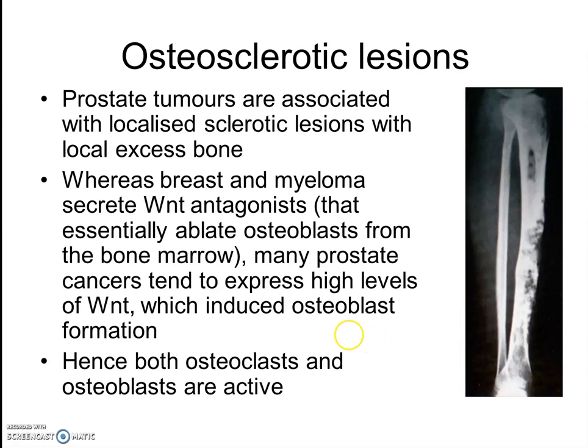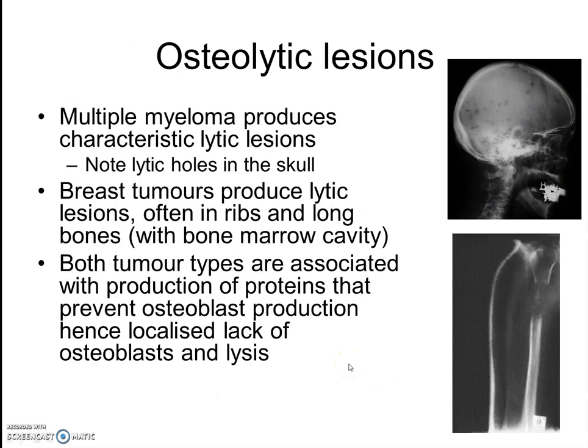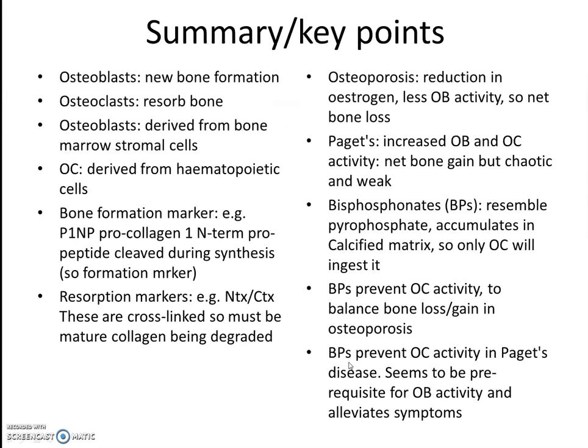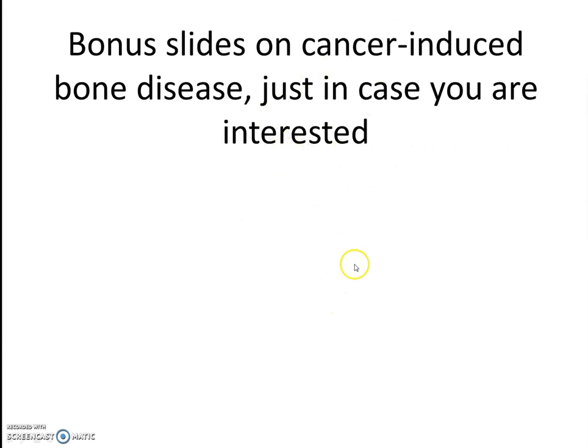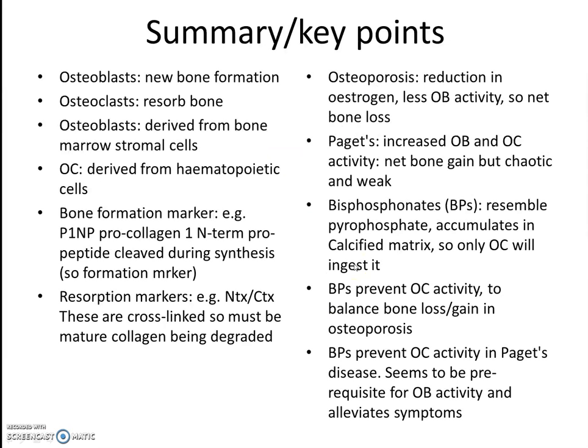This is osteosclerotic, associated with prostate cancer. So prostate cancer grows in the bone marrow, metastasizes and causes excessive bone formation, what we call an osteosclerotic lesion. So these are just some extra slides if you're interested in cancer-induced bone disease.